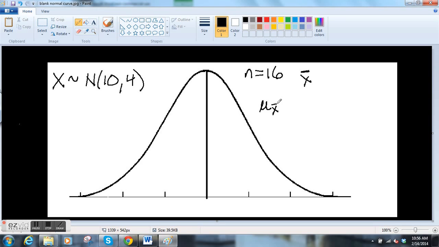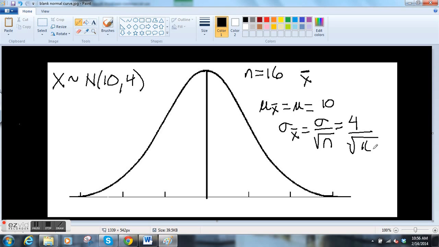The mean of x bar is equal to the mean of the population, which is 10, and the standard deviation of x bar is equal to the standard deviation of the population divided by the square root of n. So in this case, that's 4 divided by the square root of 16. Wow, isn't that tidy math? 4 divided by 4 is 1.